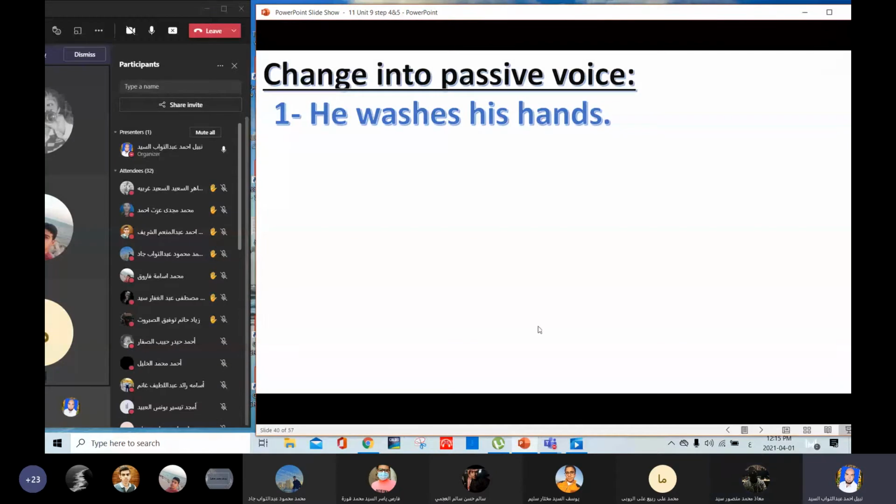Okay. Yes, Mohamed Mostafa Abdel Ghaffar. He washes his hands. Here, Mohamed Mostafa, you have to define which tense it is. Wash is here present simple. His hands are washed. Yes, his hands are washed by him.